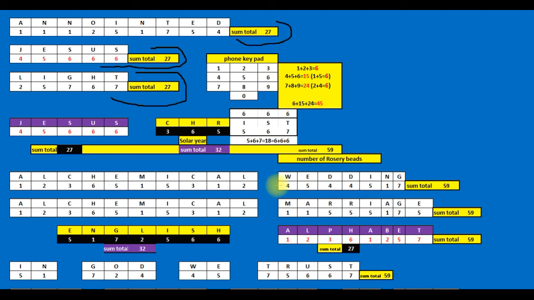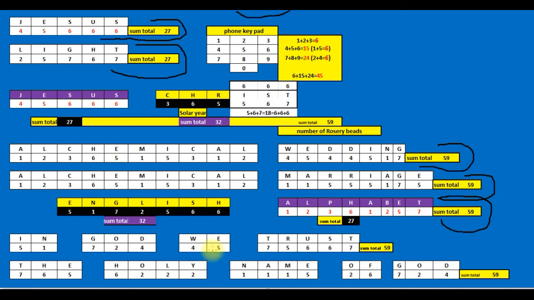13. Alchemical wedding has a sum total value of 59. Alchemical marriage has a sum total value of 59. English alphabet has a sum total value of 59. In God we trust has a sum total value of 59. The holy name of God has a sum total value using the English septenary cipher of 59.